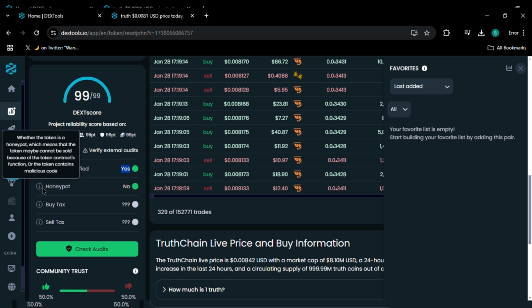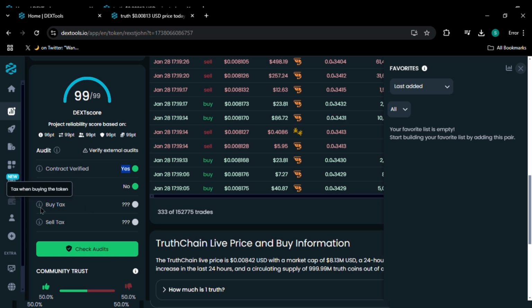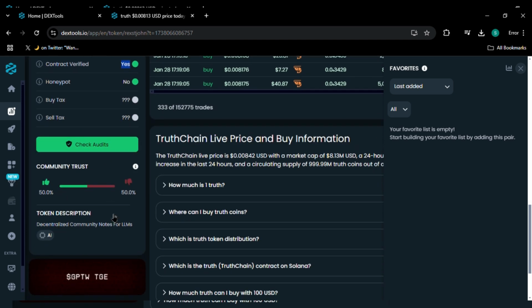So there are other options such as Honeypot, which shows whether the token is a honeypot, which means the token maybe cannot be sold because of the token contract's function, or the token contains malicious code. So you can just give it a look. And then we have buy tax, which is the tax when buying a meme coin, and sell tax when you wish to sell.